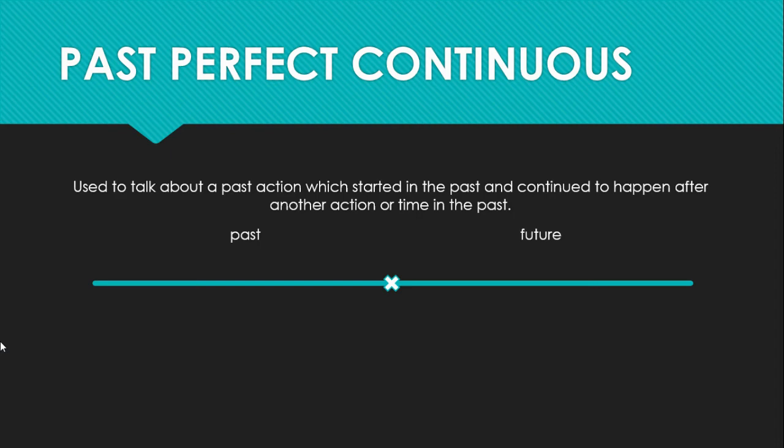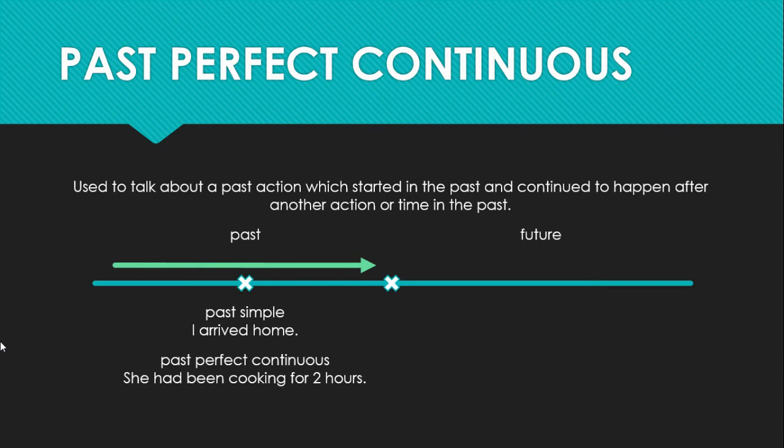Let's talk about me. Last night I arrived home. So again, last night is something that happened in the past, so we should be using the past simple. I arrived home. But before I arrived, and even after I arrived home, my sister had been cooking.